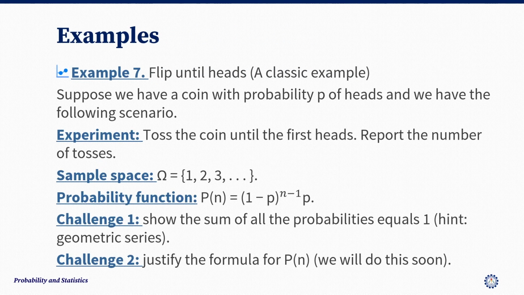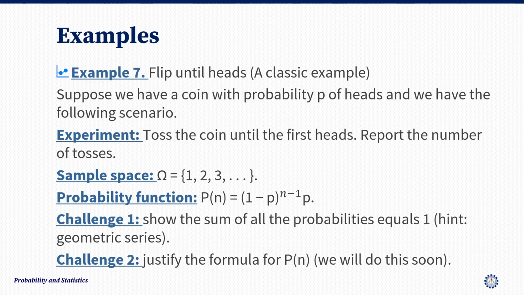Example 7, flip until heads. Suppose we have a coin with a probability p of heads and we have the following scenario. Our experiment in this example will be to toss the coin until the first heads and report the number of tosses. For the sample space, we have big omega, which is equal to 1, 2, 3, until infinity.